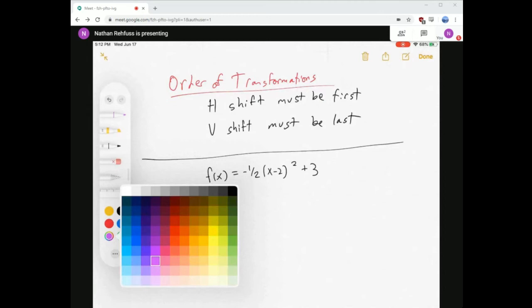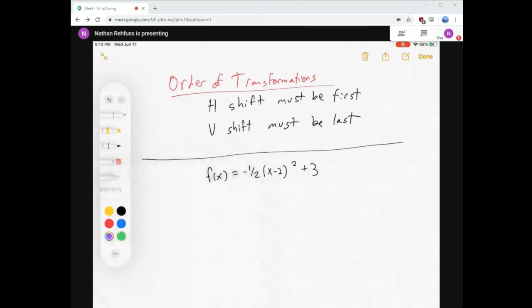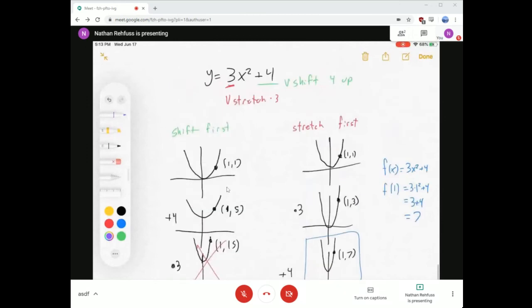We want to identify the transformations, decide what order to put them in, and then apply them one at a time. And I'm going to keep track of a couple of points, just like I did up here, so we can check our work after.